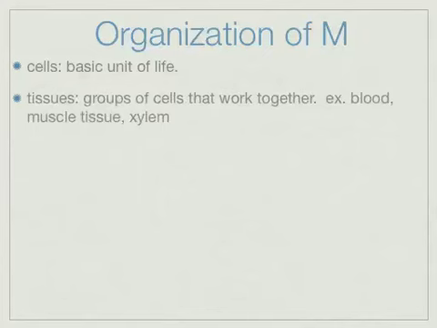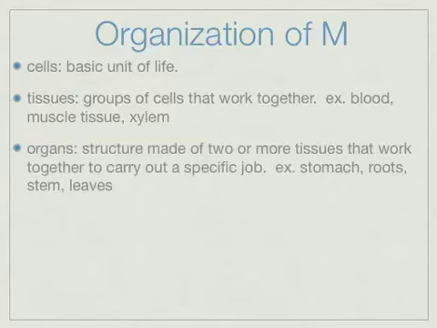Tissues are groups of cells that work together. So for example, blood is a tissue. It's made up of red blood cells, white blood cells, platelets, and plasma. And all of these things work together to help the organism.